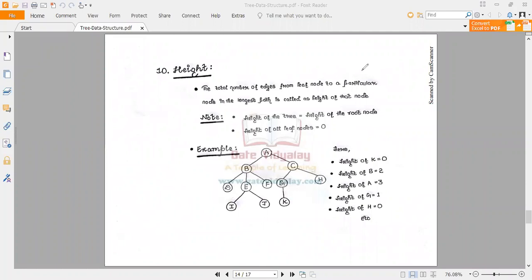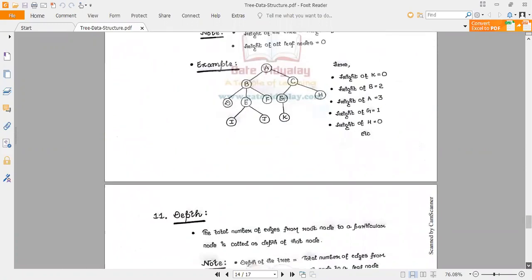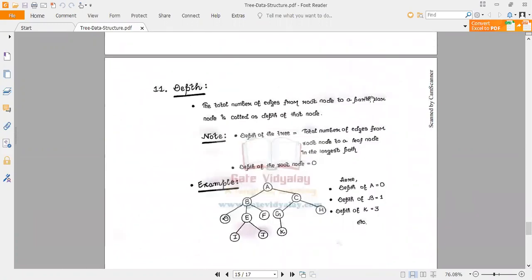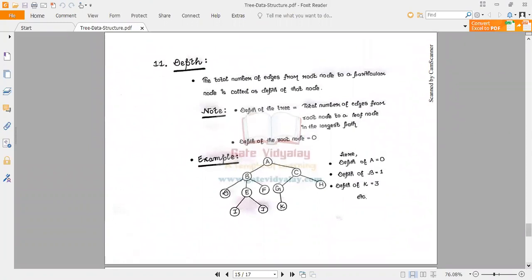So as of now, if any doubt is there, you can ask. Moving ahead, next is the depth of a tree. So what is the depth?